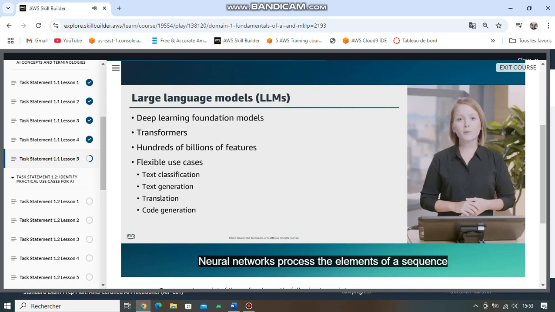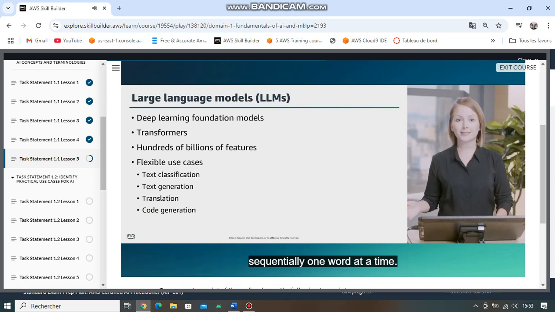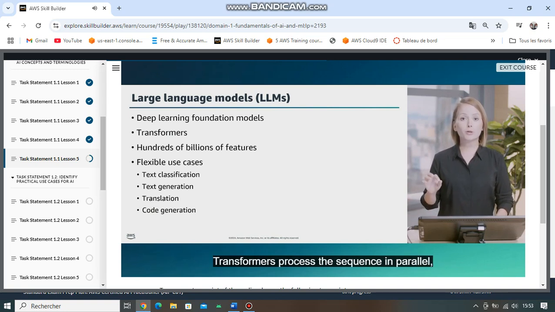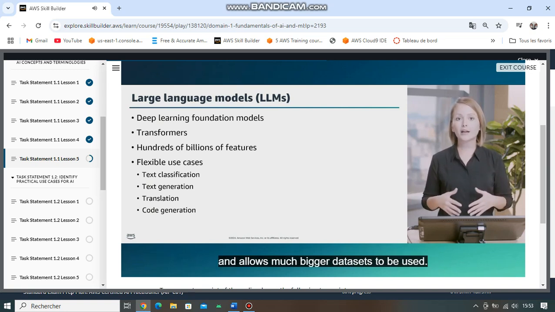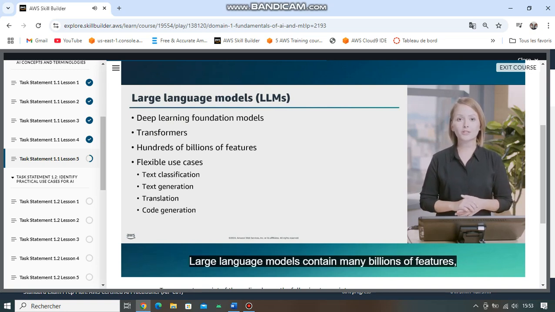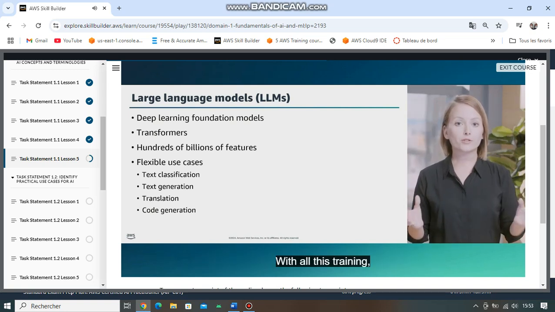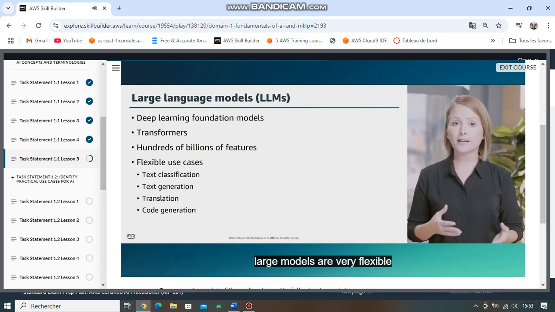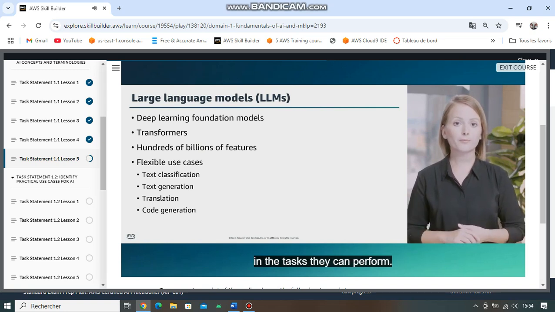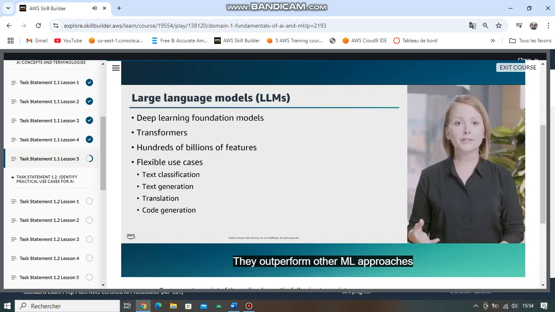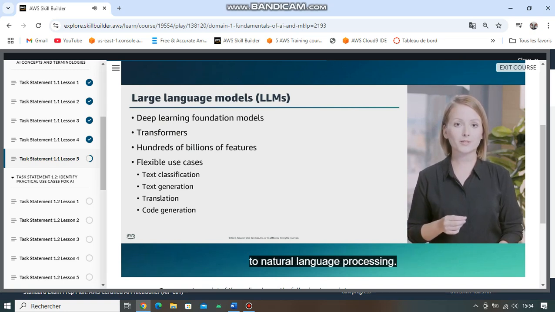Neural networks process the elements of a sequence sequentially, one word at a time. Transformers process the sequence in parallel, which speeds up the training and allows much bigger datasets to be used. Large language models contain many billions of features, which capture a wide range of human knowledge. With all this training, large models are very flexible in the tasks they can perform. They outperform other ML approaches to natural language processing.